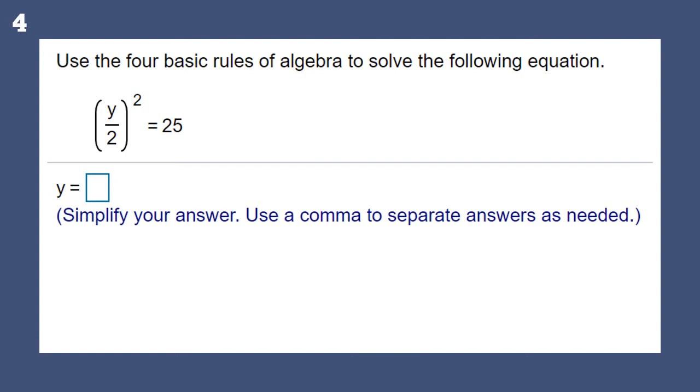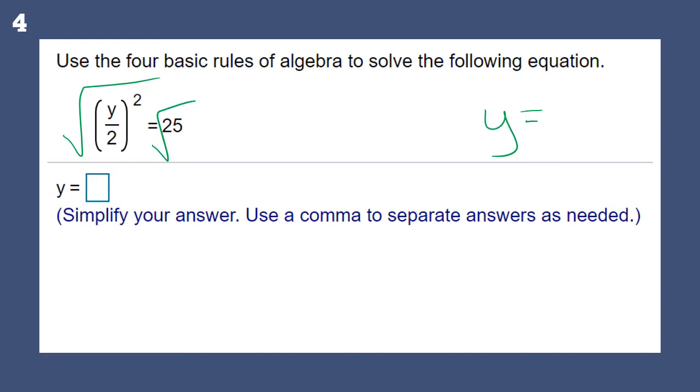So this is something that's squared. So the first thing we're going to do is we're going to work outward. So we're going to kind of peel away the outer layers as we work our way towards the inside. And what we're trying to get is the y by itself, or y equals. So we're going to start by square rooting both sides.